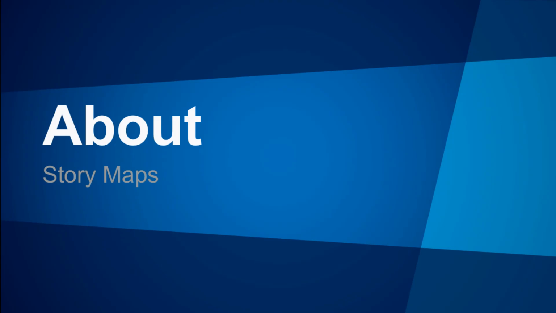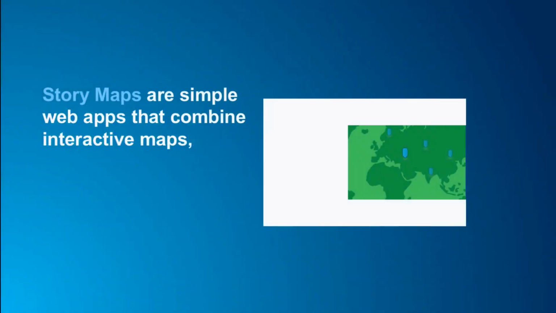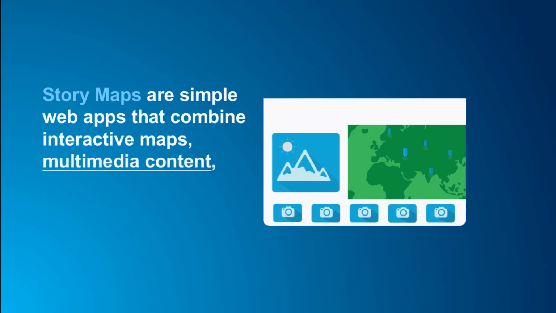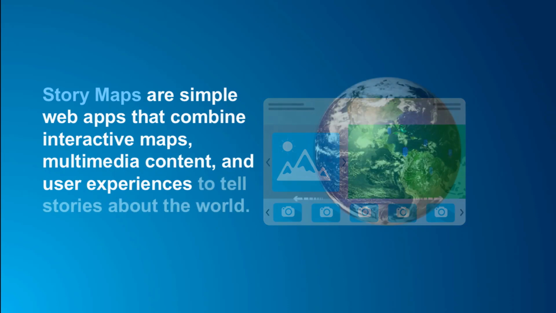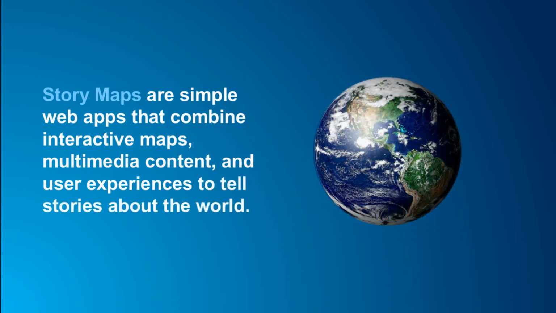So if you've never worked with or seen story maps, you may be asking yourself, what are we even talking about? At a high level, story maps are simple web apps that combine interactive maps, multimedia content, and user experiences to tell stories about the world. They're basically a way of communicating your GIS data to other people in your organization, or to the public, or to whoever your target audience may be.